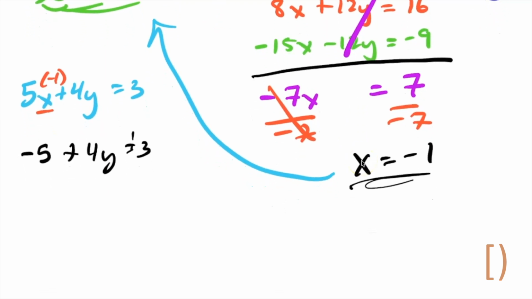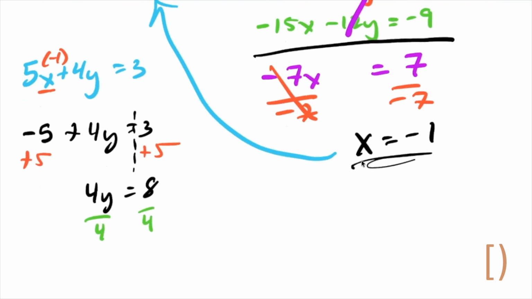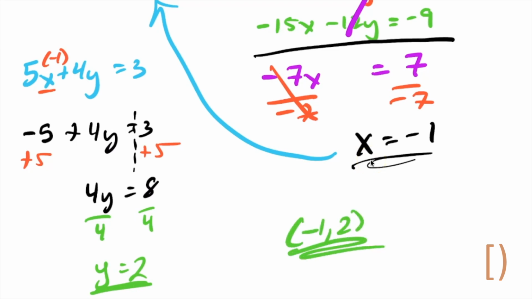So let's get rid of that 5 first. So plus 5 to both sides. And you get 4y equals 8. And then we're going to divide both sides by 4. And we get y equals 2. And there we go. Our answer is -1 and 2. And that's how you solve by elimination.